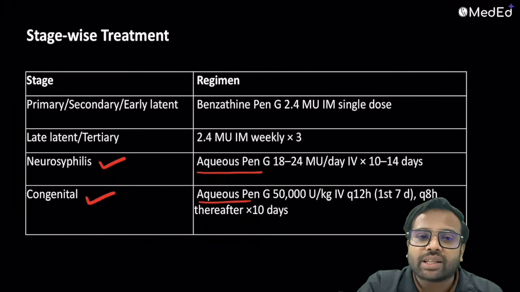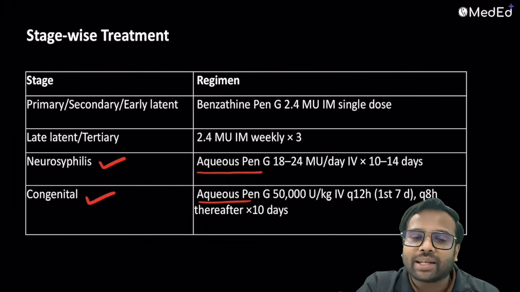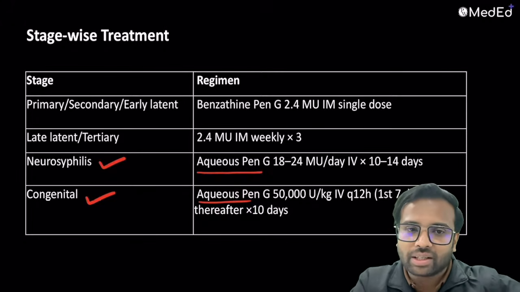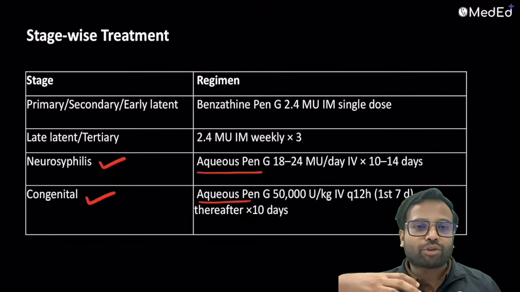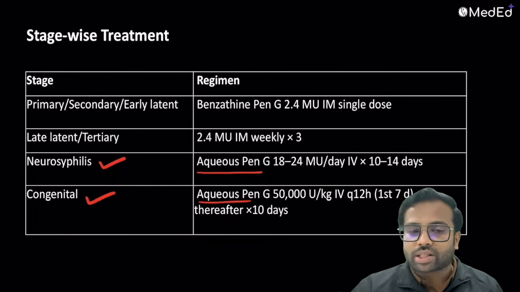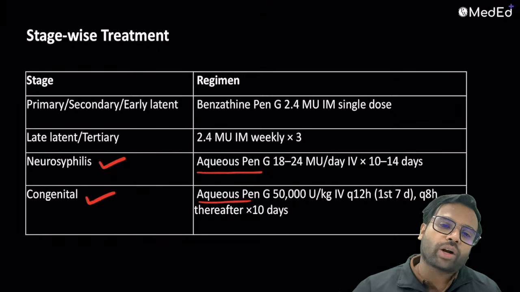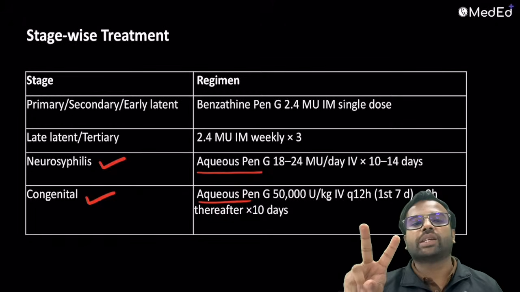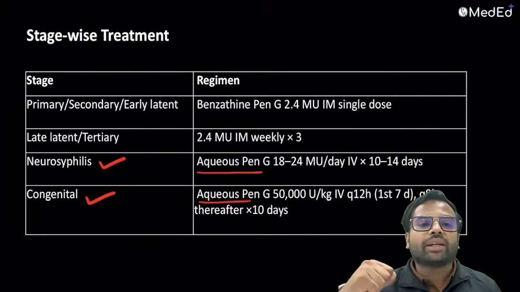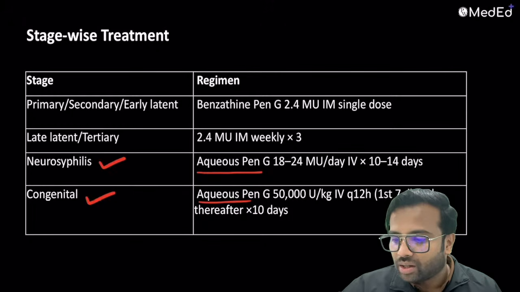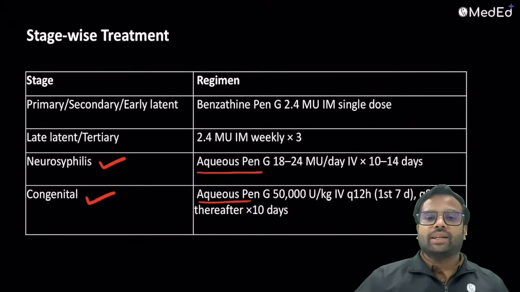The reason is benzathine penicillin cannot cross the BBB, the blood brain barrier, isn't it? So if you have to cross it, then you'll have to go for crystalline aqueous penicillin, or aqueous crystalline penicillin, whatever you call it, in two cases, that is in neurosyphilis and in congenital syphilis. Is that clear?